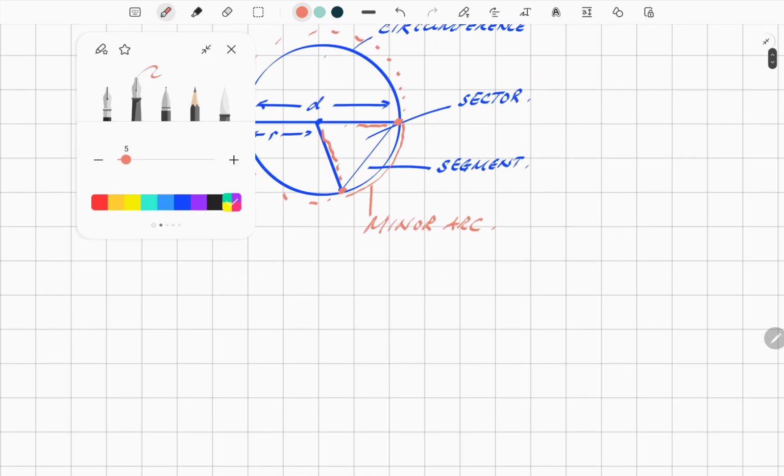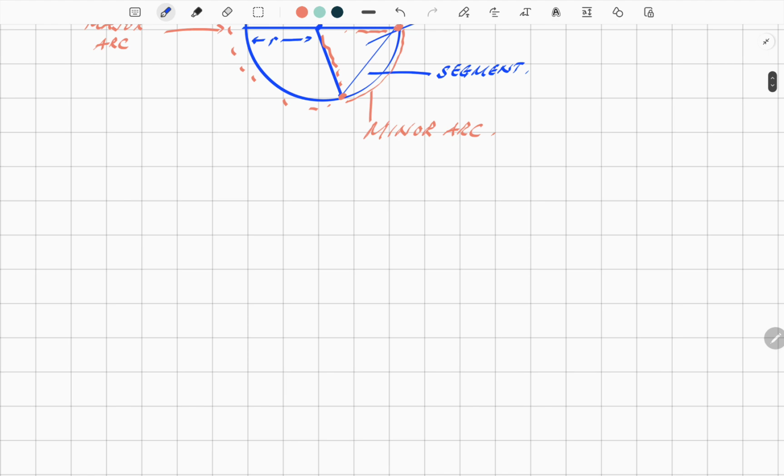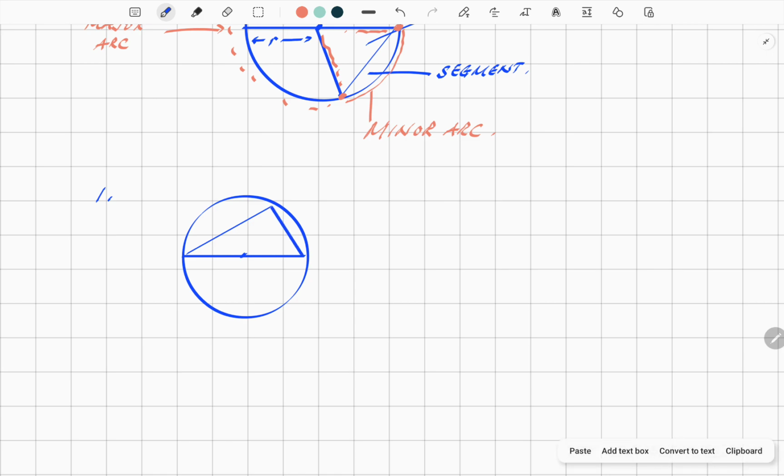So let's move on from there and go through the actual theorems one by one. So, first one, I'm cheating a little because this one tidies up the shape. If you have a diameter, and from the diameter you create a triangle to the circumference like that, that angle there will always be a right angle.